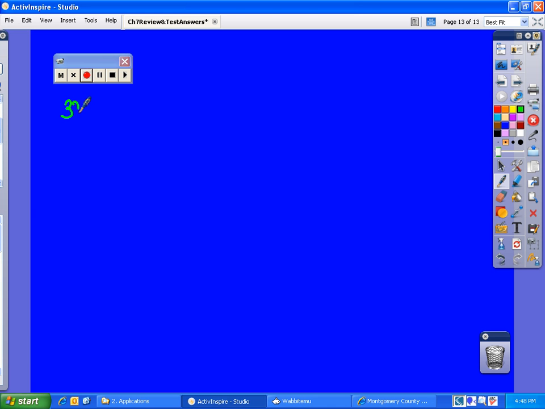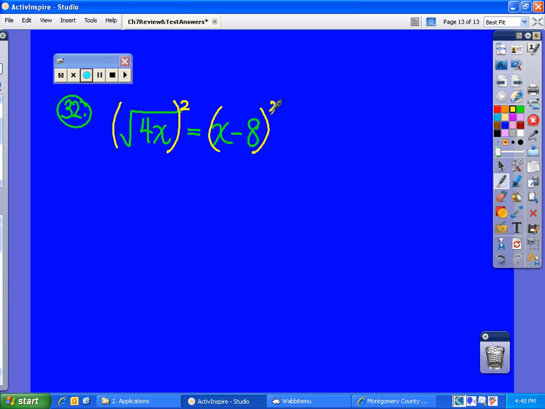In number 32, this is our last equation and our last problem in the chapter review. We get the square root of 4x is equal to x minus 8. Notice in this problem we're going to have to square both sides in order to get rid of that radical. Square the left and square the right.